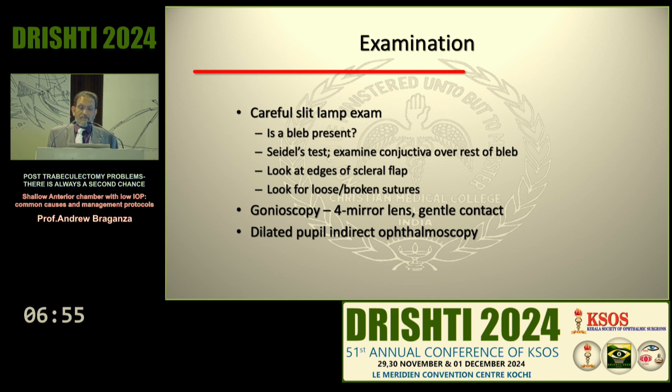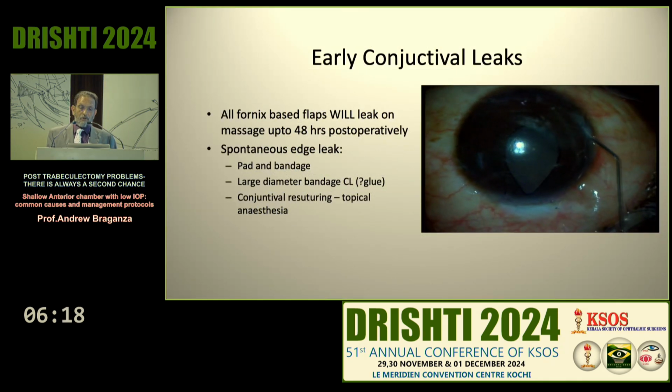The careful slit lamp examination will help you. So you need to first of all look and see, is there a bleb present? If there's a bleb present, it's unlikely that you have a very significant conjunctival leak. You do a Seidel's test to rule out the leakage. You look at the edges of the scleral flap, which you can usually see through the conjunctiva, and see whether any edge is lifted up or is showing a gap or a gape, and you look for loose and broken sutures. If necessary, you look at the internal ostium, as I said before, and you must always do a dilated pupil indirect ophthalmoscopy, looking for those peripheral choroidals.